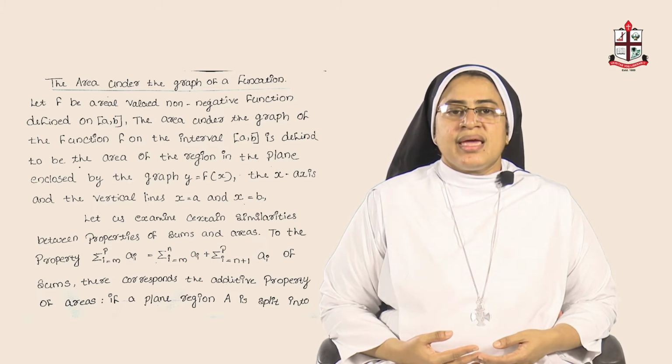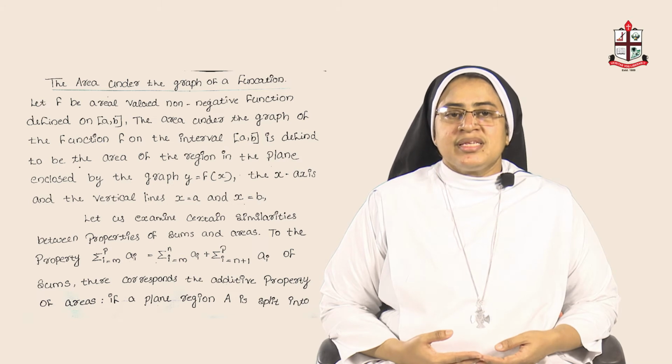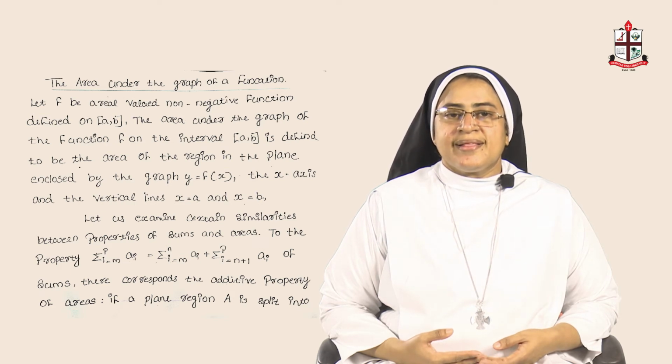Now, let us examine the real plane, the real function between these planes and also the properties of the sums and areas. To find the property: sigma i equals m to p of a_i is equal to sigma i equals m to n of a_i plus sigma i equals n plus 1 to p of a_i. Previously we have studied that property of sums. So, we can expand i equals m to p like that.